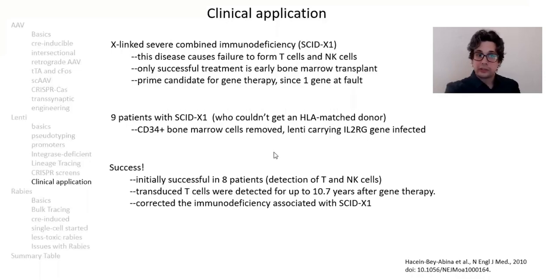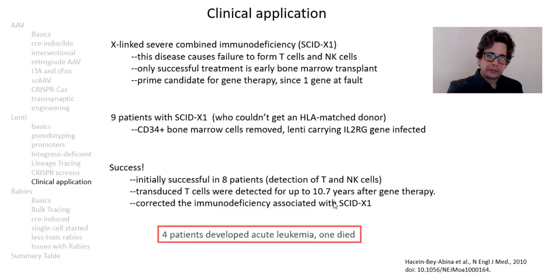It looked like success. 8 of them had initially successful results, where they detected T cells and NK cells, and 10 years after the gene therapy, they were still producing T cells. And it corrected the immunodeficiency, basically, like they were normal. The problem is 4 of these patients got acute leukemia, and 1 of them died of this disease. Now, 4 out of 9 is pretty terrible.